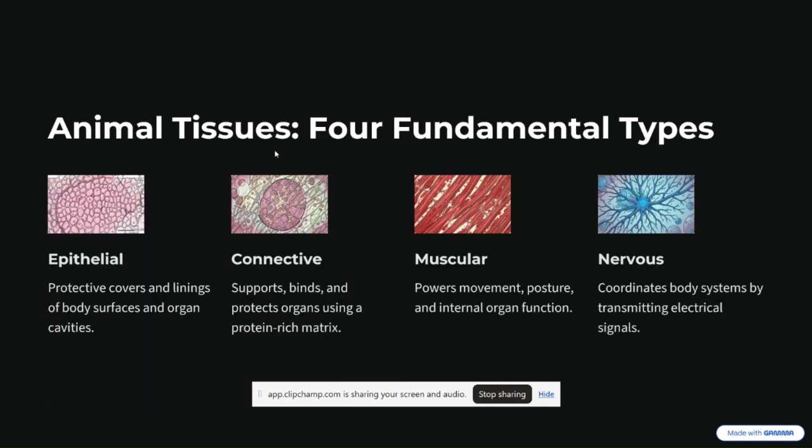The next thing is animal tissues. It is divided into four types: epithelial tissue, connective tissue, muscular tissue, nervous tissue. The epithelial tissue is very protective, covering and lining body surfaces and organ cavities. The connective tissue supports, binds and protects organs using a protein-rich matrix. The muscular tissue powers movement, posture and internal organ function. The nervous tissue coordinates body systems by transporting electrical signals. So it's all about various types of tissues in both plant and animal bodies.